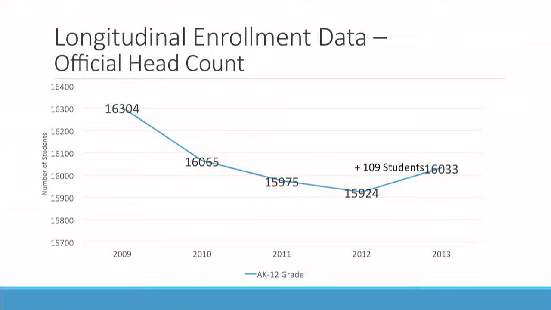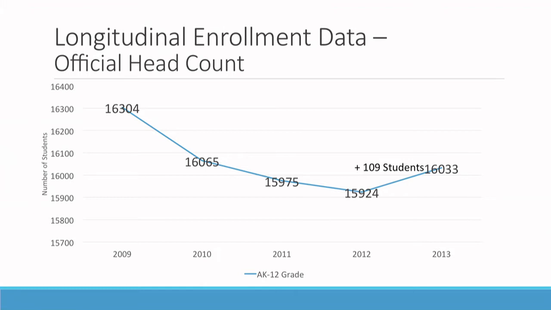This is longitudinally, and I've just shown you over the past 5 years, our enrollment trends have gone from 16,304 students in 2009, and we dipped a little bit, and then we are headed in the right direction for this year. So our official head count increased by 109 students from last year. So that's exciting. Well, we just say one data point doesn't make a trend, but we are all ecstatic that the data is indicating more students.